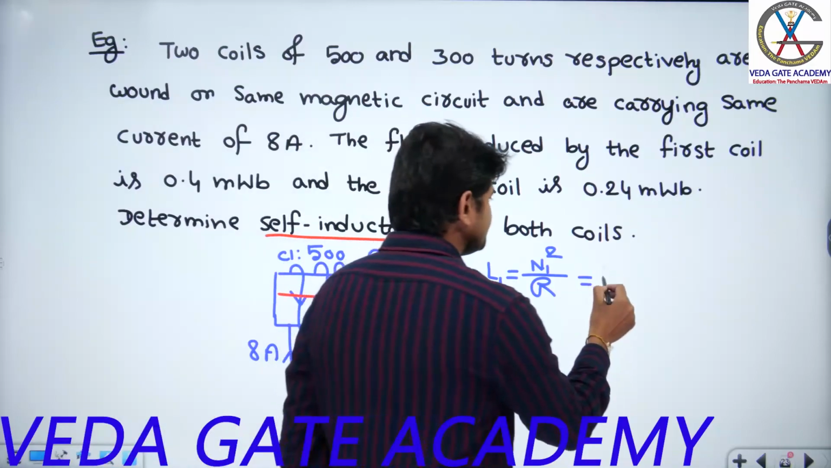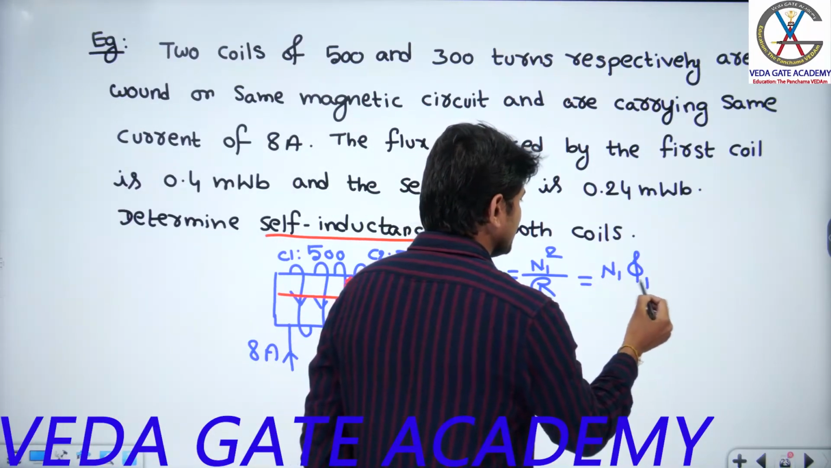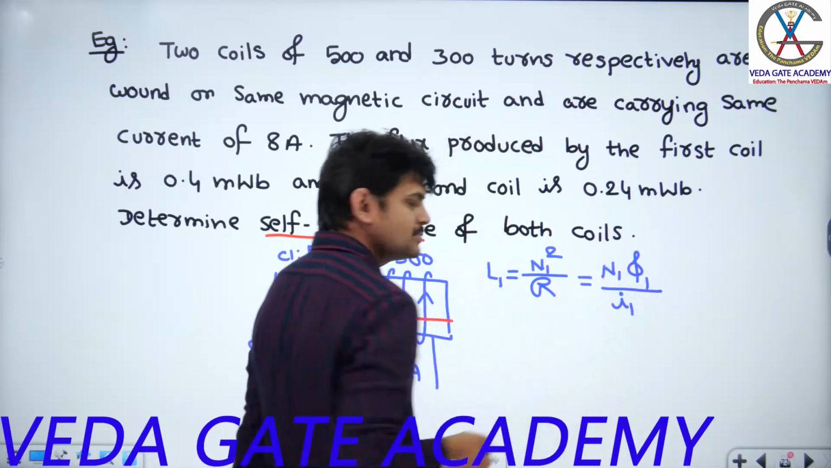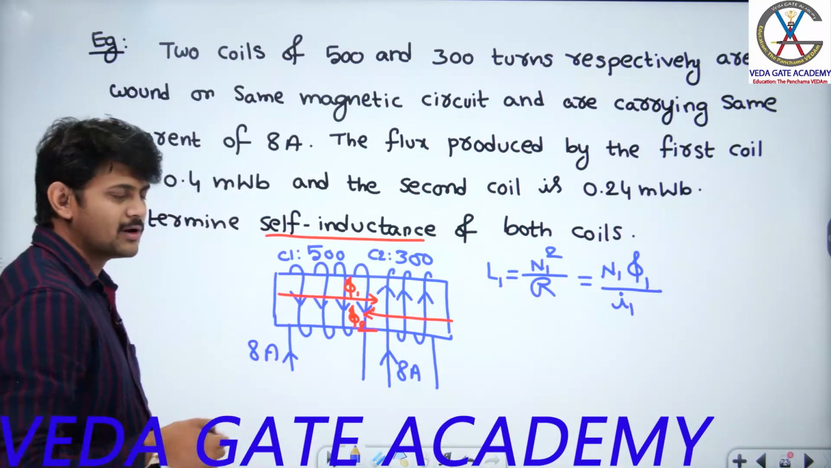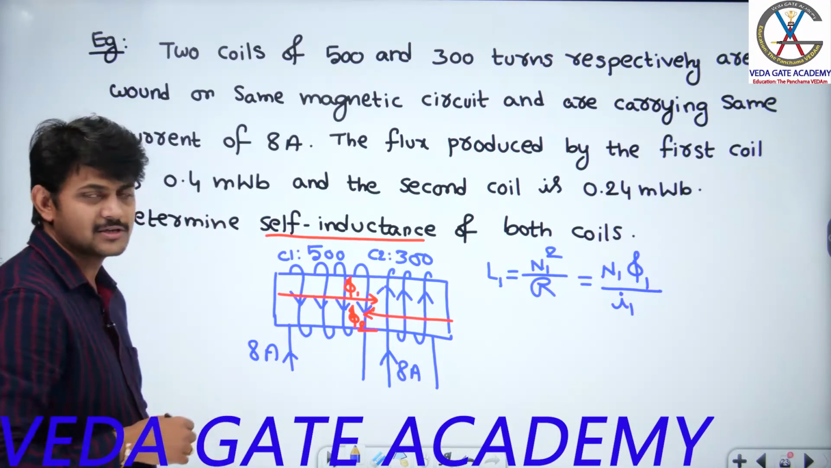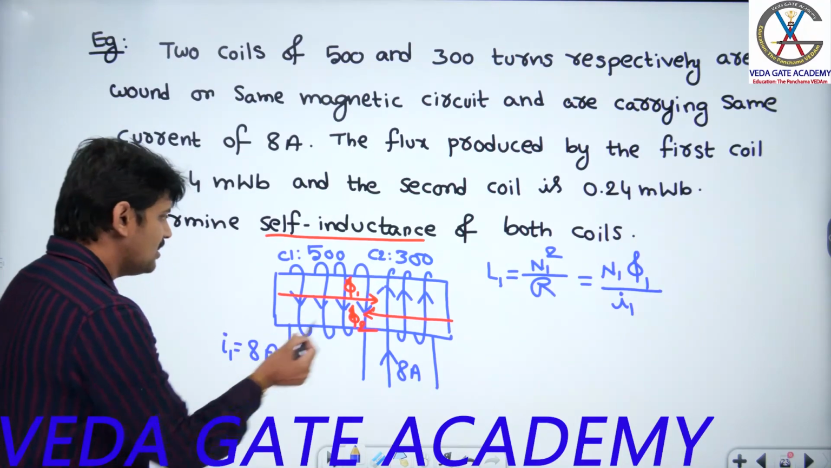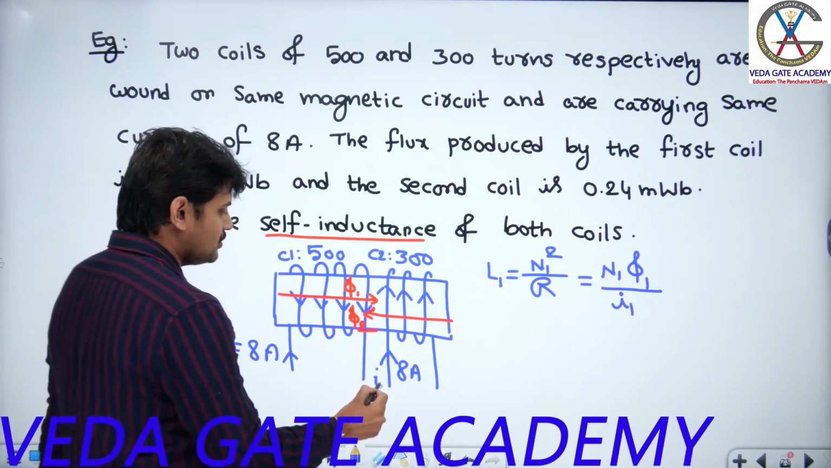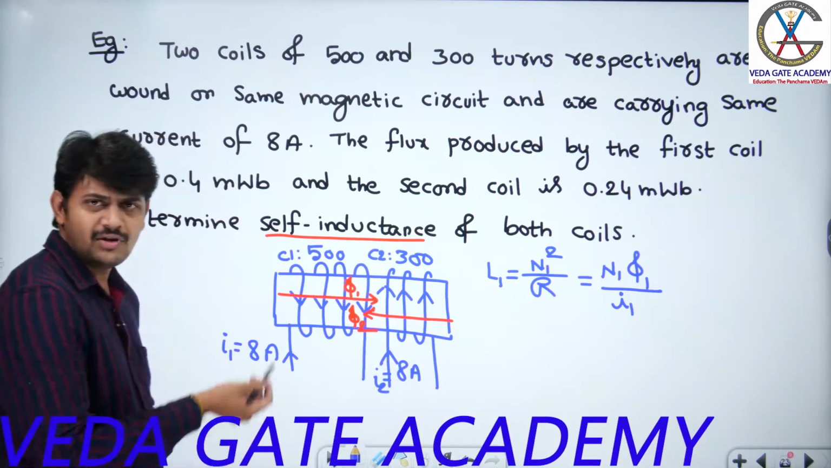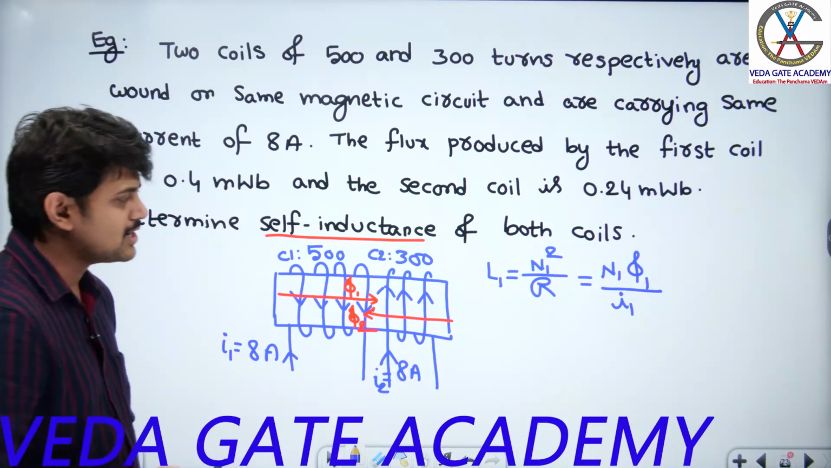Which is equal to N1 into the corresponding flux phi1 divided by I1. Here N1 is the number of turns of coil 1, and the flux is the amount of flux produced by coil 1 because of the exciting current I1. So this is I1 and this is phi1. Similarly, this is I2 and this is my phi2. They have given each and every piece of information in this formula, so I can directly apply it.